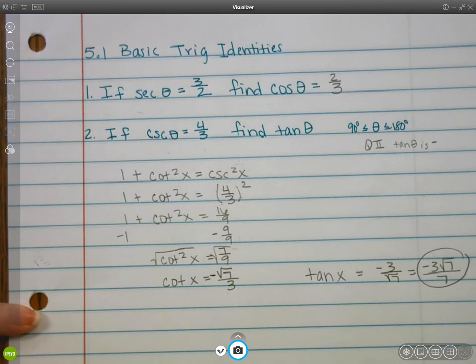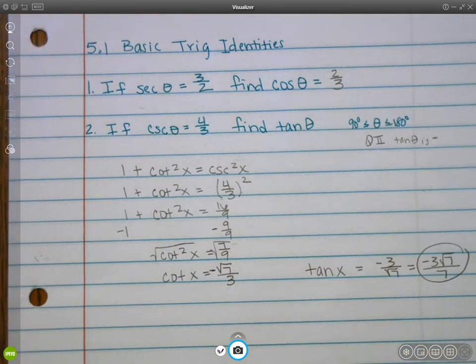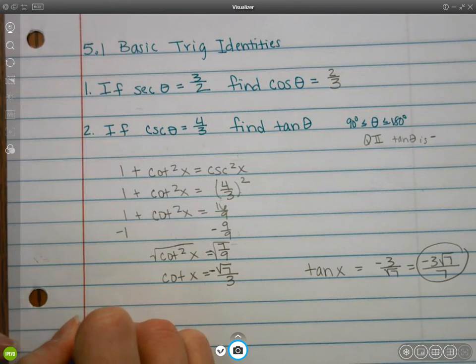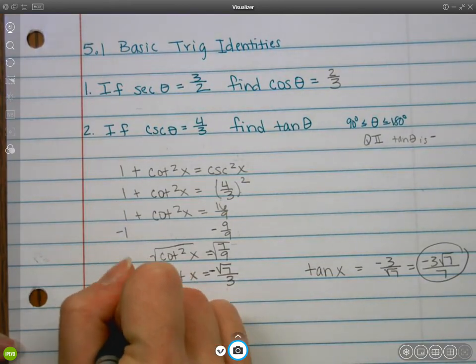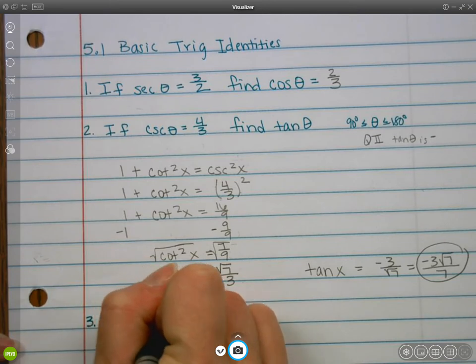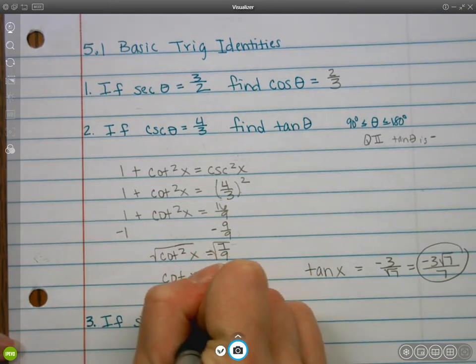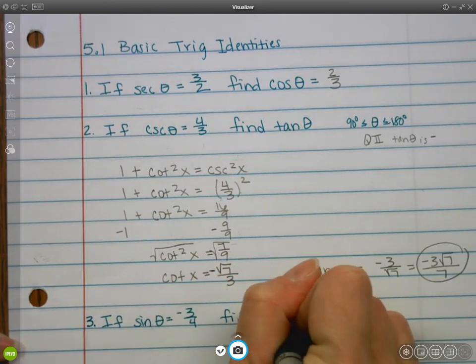Alright, I'm going to give you 2, one like this and one like this. So I want you to give them a try. Once I have them written down, I want you to pause the video, work them out, and then unpause the video and see how you did. Alright, so to start with, we're going to say sine theta is negative 3/4. Can you find cosecant theta?